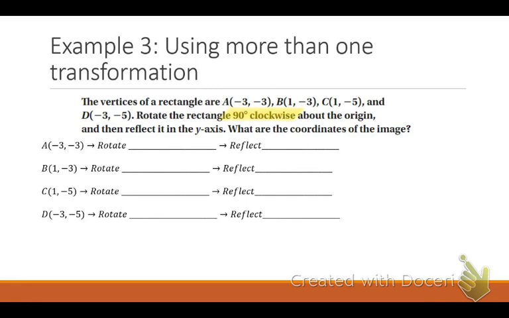So I want you to go back to your code and figure out, okay, if I'm going 90 degrees clockwise, what's happening to these ordered pairs? Am I switching them? Which one am I doing the opposite? Go ahead and try to fill in A, B, C, and D. Okay, just on the rotations. And then we'll check in just a sec. I'm going to walk around and check on you guys.